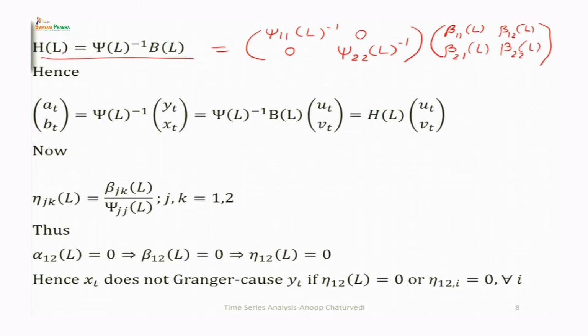So, from here you obtain eta_jk(L) equal to beta_jk(L) divided by psi_jj(L) for j, k equal to 1, 2. So, for instance, for j and k both equal to 1, you have eta_11(L) equal to beta_11(L) divided by psi_1(L). Then alpha_12(L) equal to 0 implies that beta_12(L) equal to 0, and this further implies that eta_12(L) is equal to 0. So, x_t does not Granger cause y_t if eta_12(L) is equal to 0, or the corresponding coefficients eta_12,i are equal to 0 for all i.